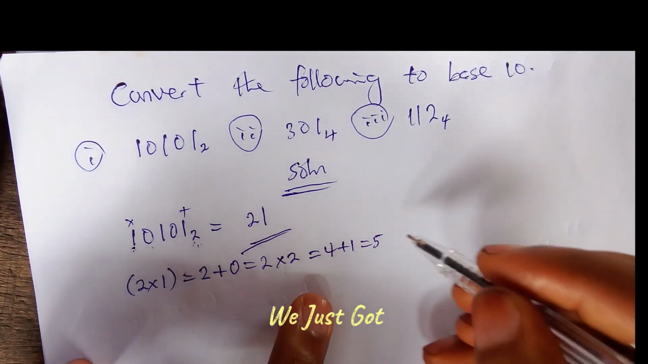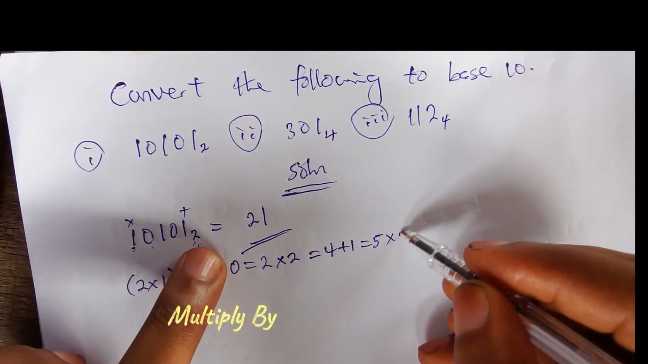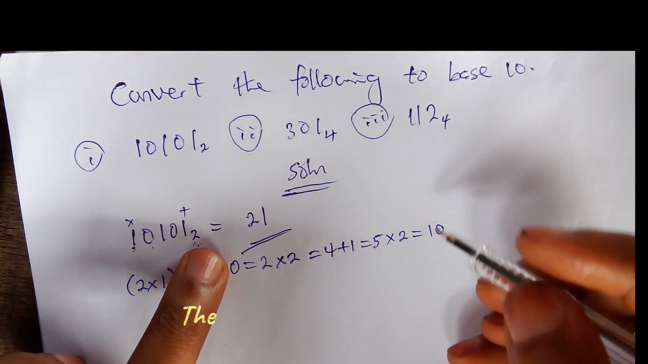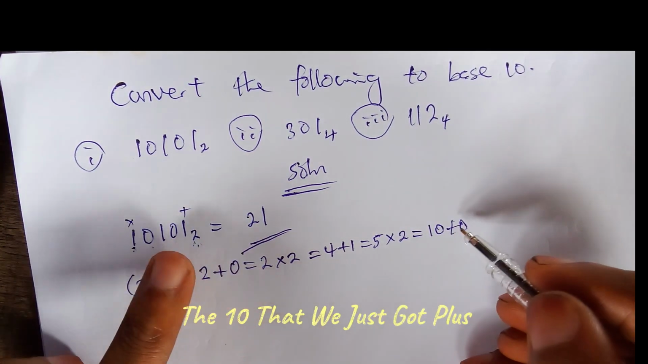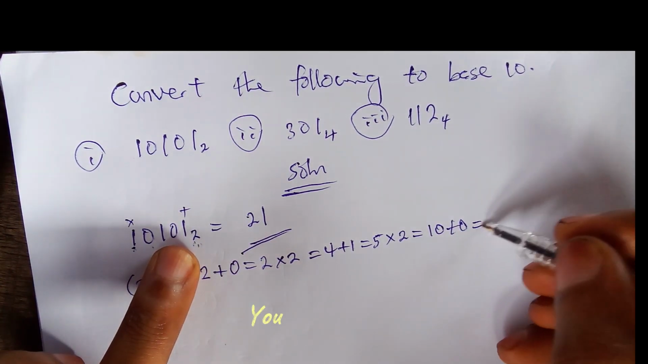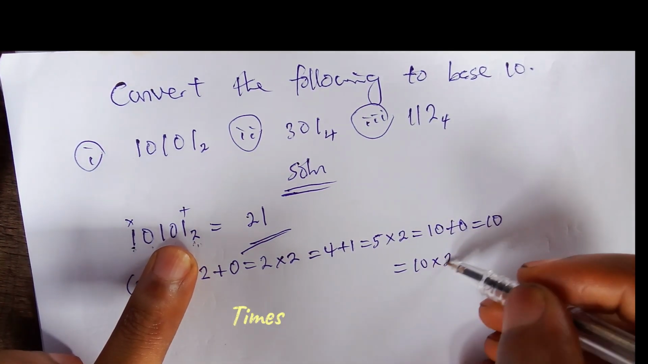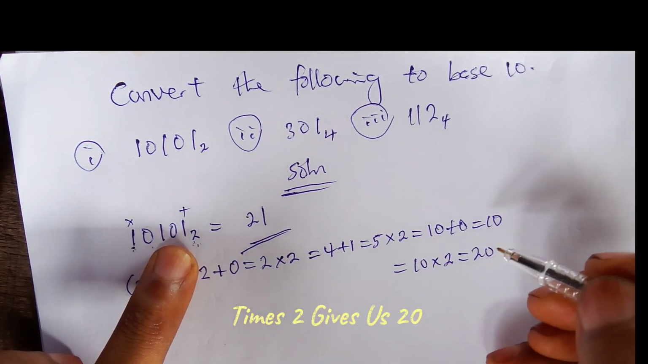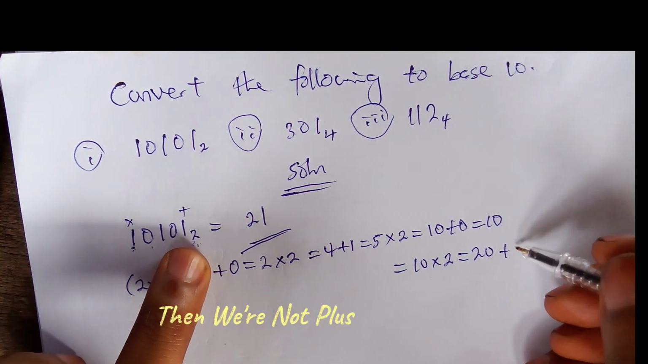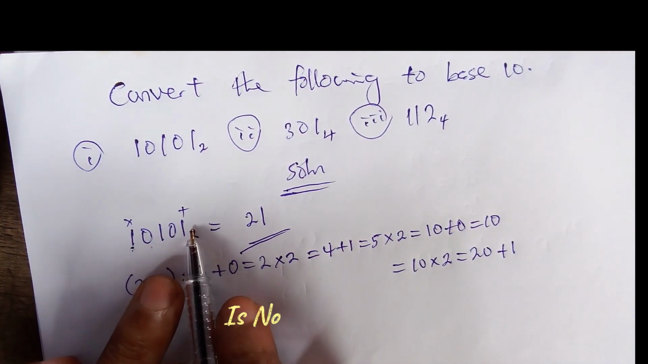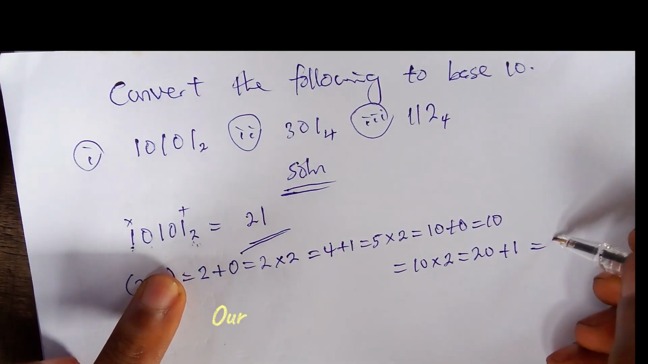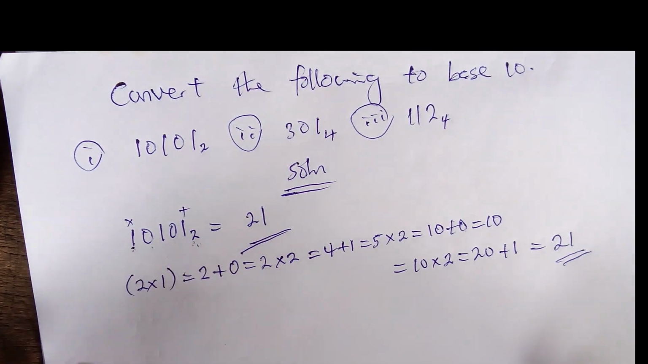The 5 that we just got multiplied by 2 gives us 10. The 10 that we just got plus 0 is equal to 10. Then the 10 that we just got times 2 gives us 20. Then we now plus 1. Since there is no other number, our final answer is 21.